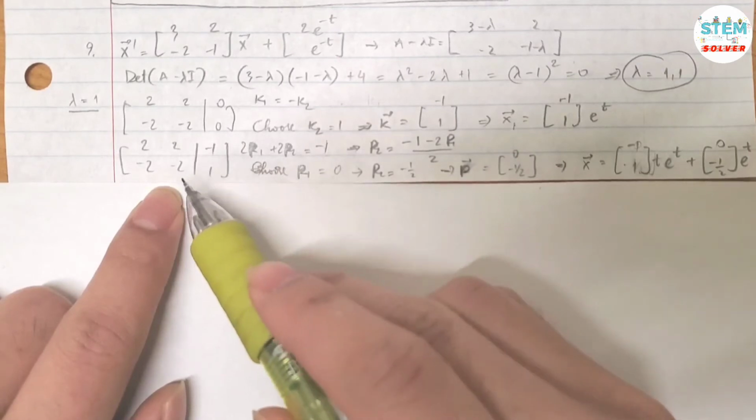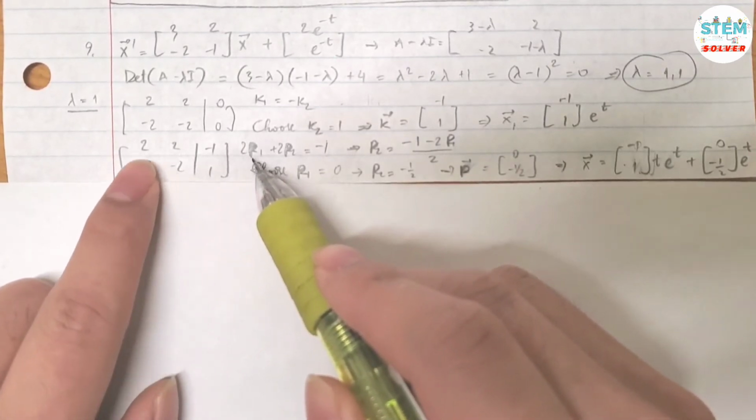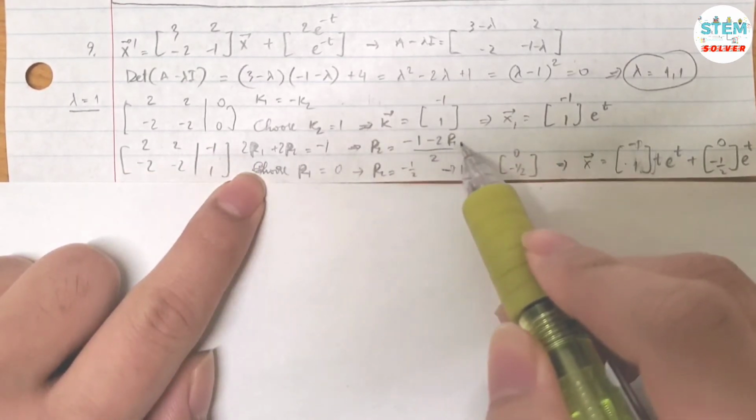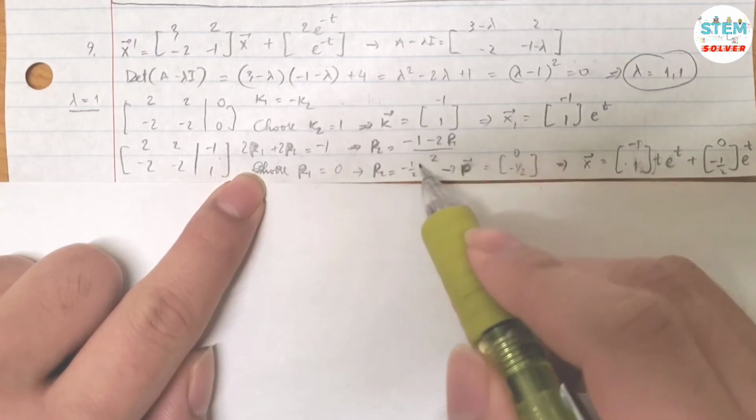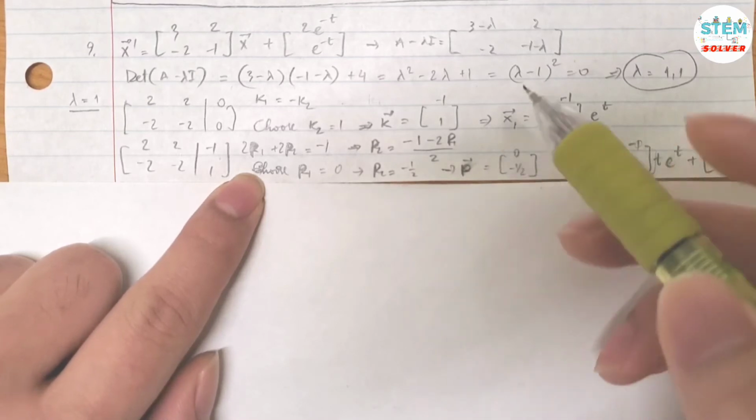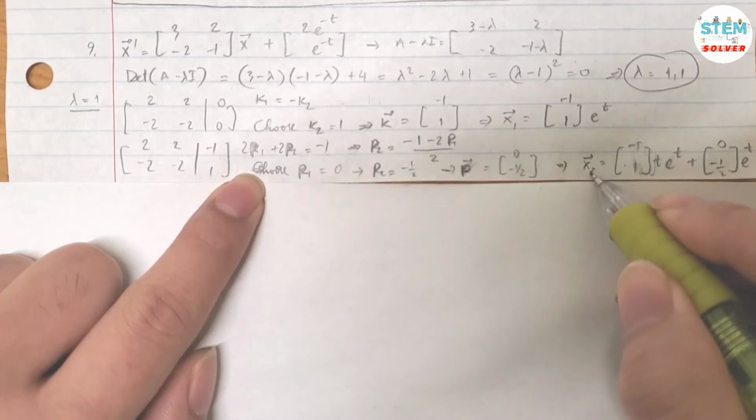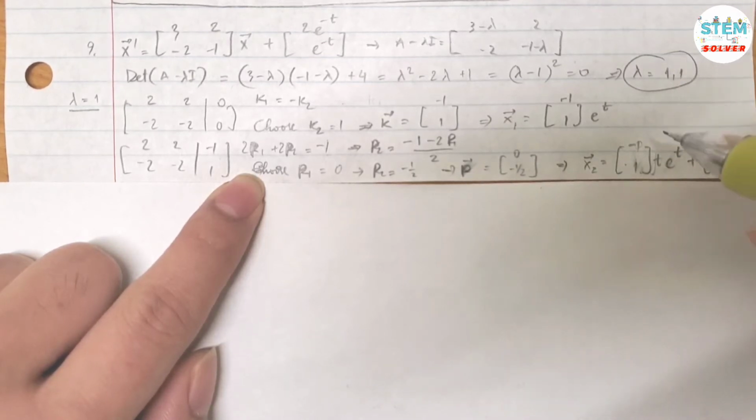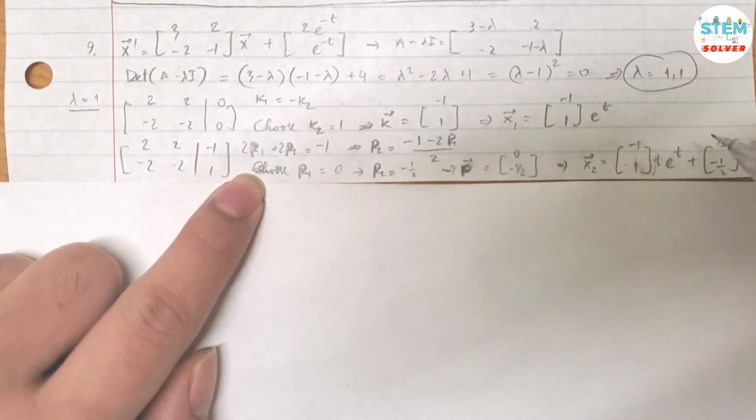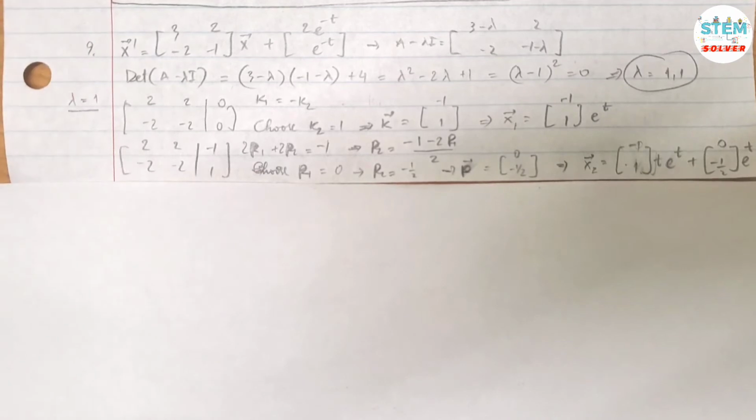Now for this one I'm going to use different variables, p1, p2, to differentiate from this one. After I have this matrix, use the first row. I have 2p1 plus p2 equals negative 1. Solve for p2, I got negative 1 minus 2p1 all over 2. If I choose p1 equal to 0, then p2 is negative 1 half. Then my vector p is 0, negative 1 half, and my vector x2 is equal to k times t e to the t plus p times e to the t. So that is my second solution.